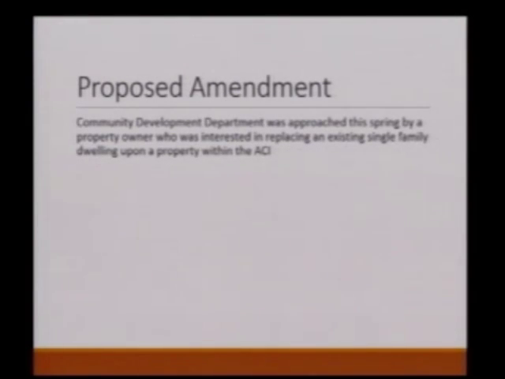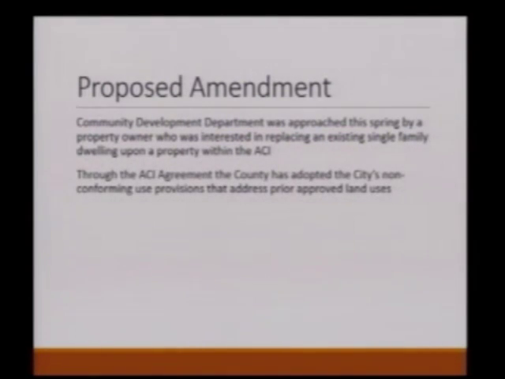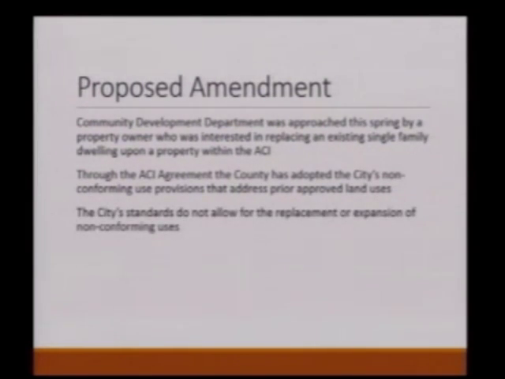The Community Development Department was approached this late spring, early summer by a property owner who was interested in replacing an existing single-family dwelling upon a property that was located within the area of city impact boundary. Through the existing area of city impact agreement that was adopted in 2006, the county adopted the city's non-conforming use provisions that address prior uses that were approved and allowed by law but maybe became non-compliant through future code changes that may have occurred. The city standards that were adopted to apply in the area of city impact do not allow for the replacement or expansion of non-conforming uses except in very limited circumstances.